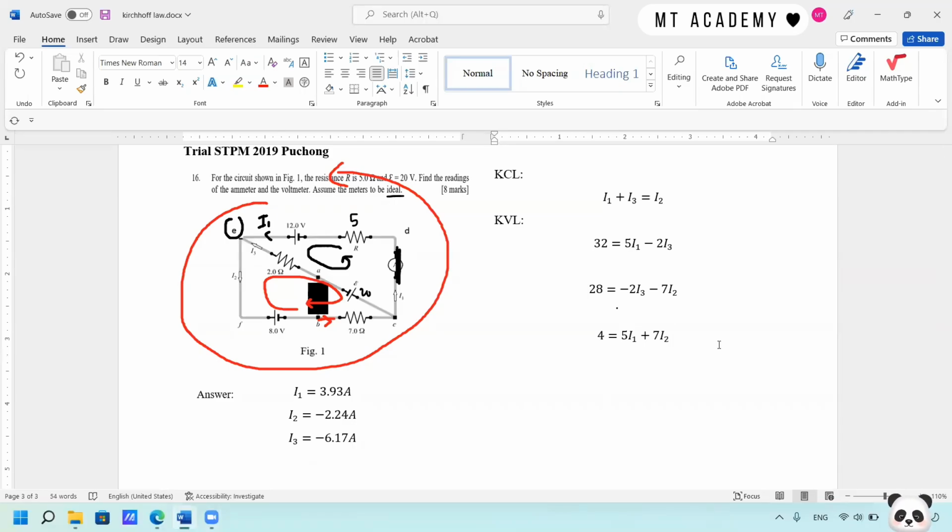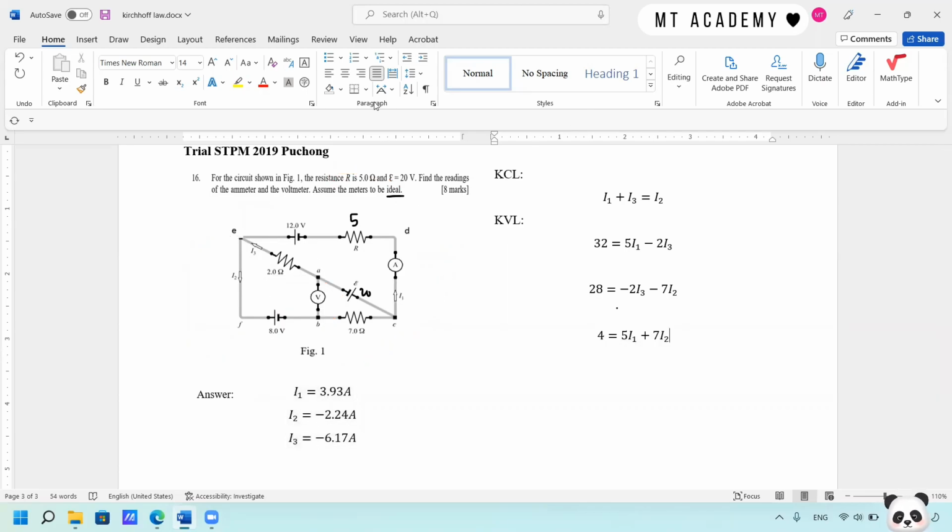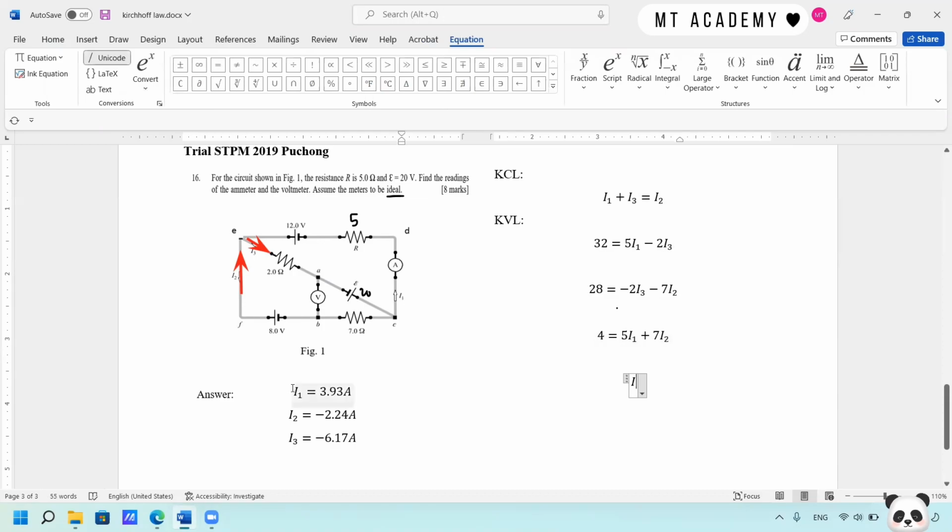Here I'm going to the conclusion about the meter reading. The answers for I1, I2, I3 are listed here. We can conclude that I2 and I3 are in opposite directions to those denoted in the diagram. I2 is flowing up here, while I3 is flowing from point E to point C. Now we're going to find the readings of the ammeter and the voltmeter. The ammeter reflects the value of I1, so the answer would be the value of I1, 3.93 ampere.